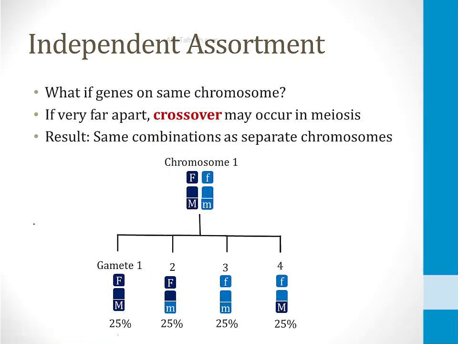Now in that example, the F and M genes were able to independently assort because they were found on different chromosomes. But now let's consider what would happen if the F and M genes were found on the same chromosome. To understand this, let's look at the example I've made on the screen here.